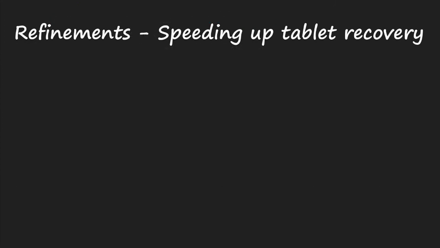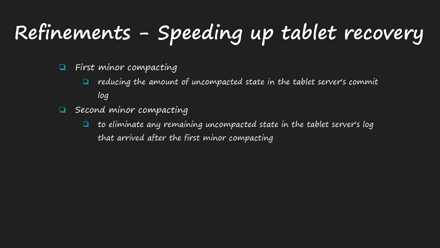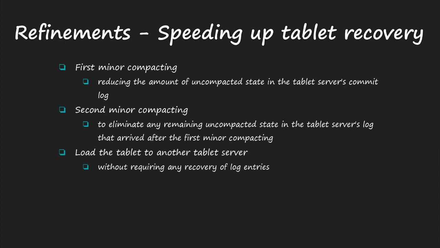The next refinement is to speed up tablet recovery. Bigtable uses two minor compactions to reduce the amount of uncompacted state in the commit log when doing tablet recovery, and this enables loading the tablet onto another tablet server without requiring any recovery of log entries.